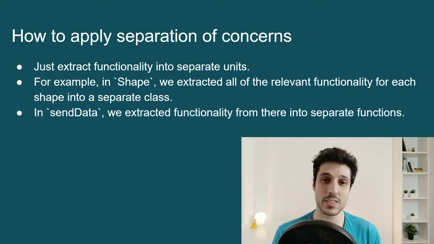So just like we did in the shape example, we took all the code that was relevant to circles and we extracted it into its own class called circle. And the same, of course, for the other shapes. And in the send data example, we took the different functionality, like for formatting data and for validating the data, and we just extracted it into its own functions. So nothing too special here, just extract the functionality.